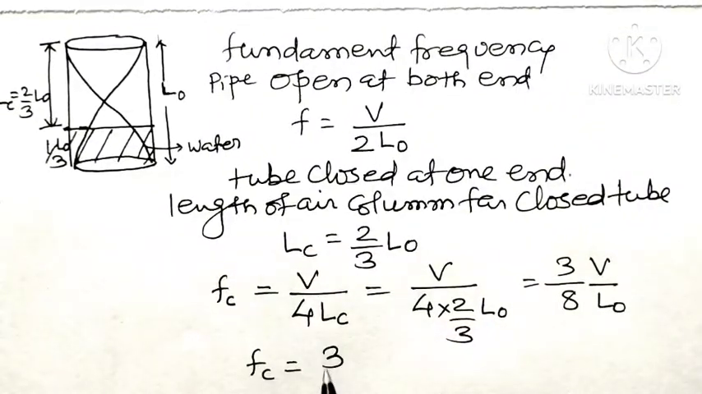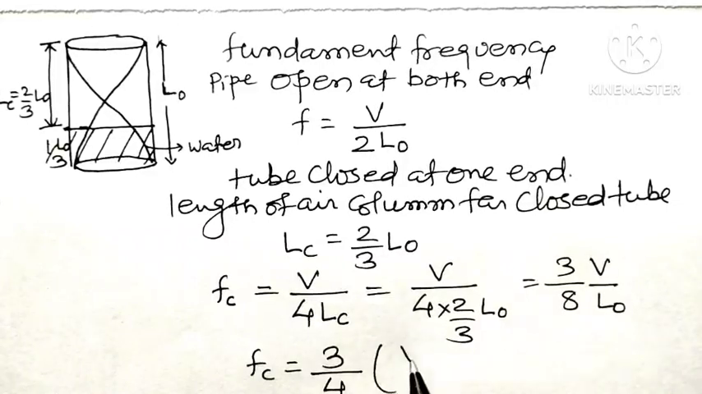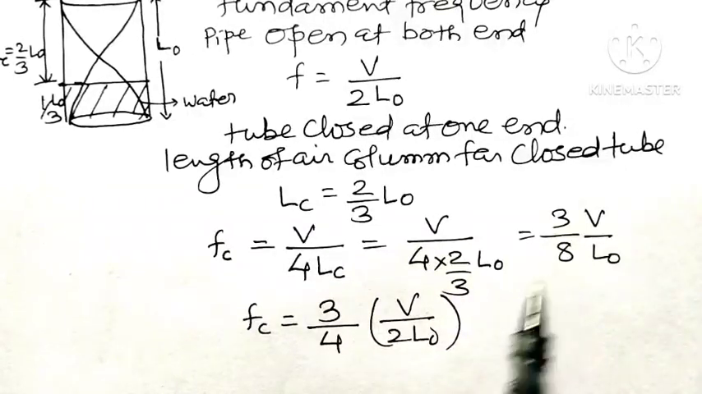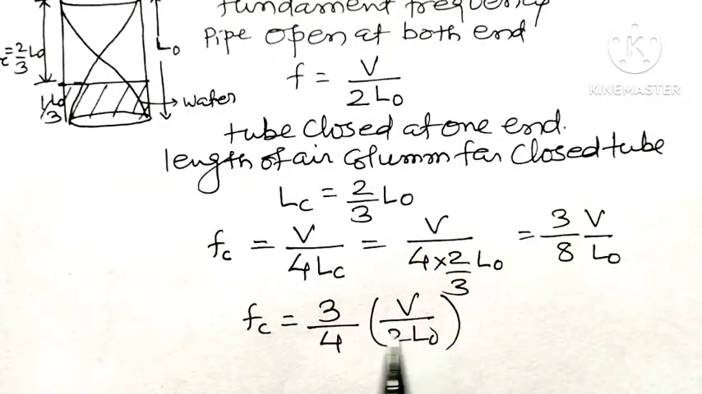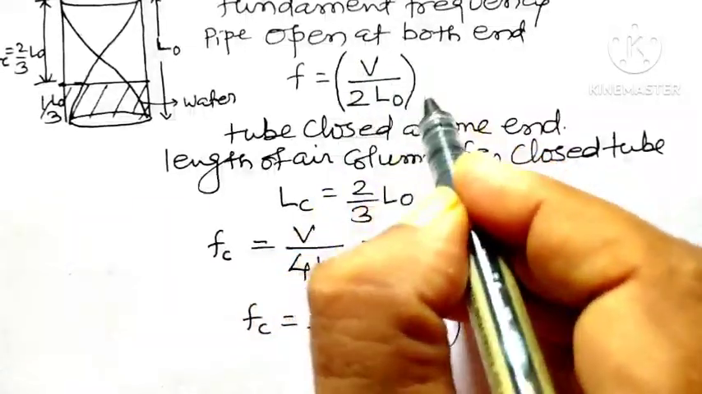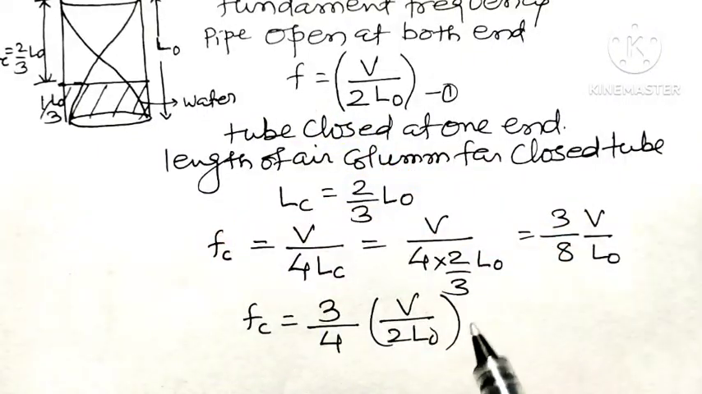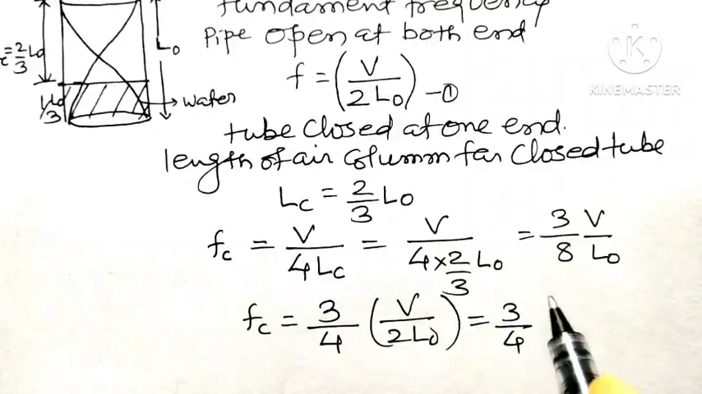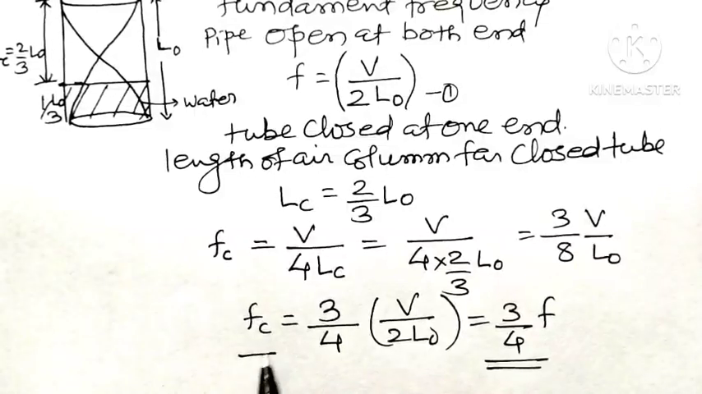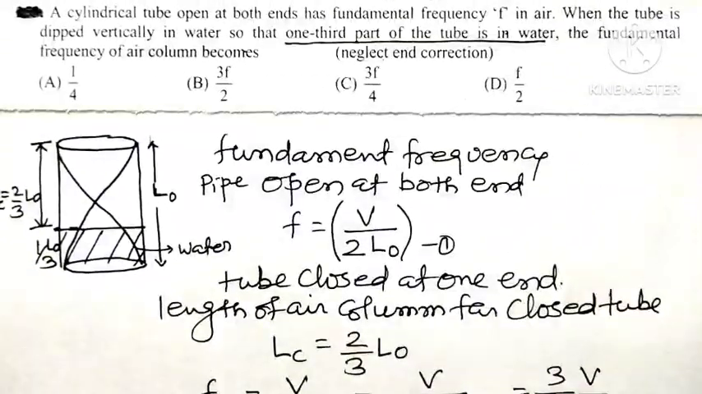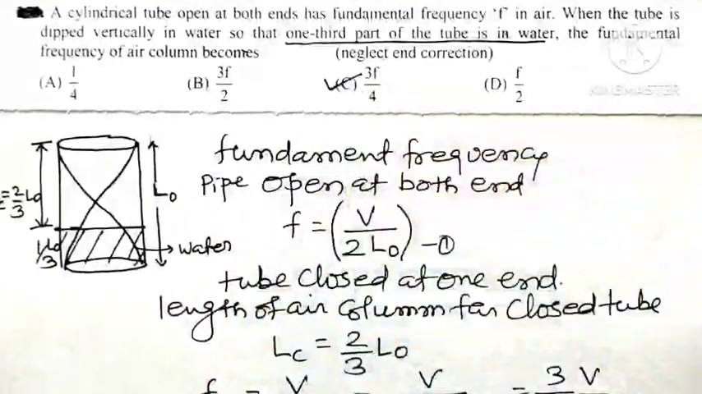Or you can write FC is equal to 3 divided by 4 into V divided by 2 times L0, because 4 into 2 is 8. But what is V divided by 2 times L0? It is the fundamental frequency of the pipe open at both ends. So FC is equal to 3/4 of the fundamental frequency of the pipe open at both ends. So the fundamental frequency of a closed pipe is 3/4 of the fundamental frequency of the pipe open at both ends. So out of 4 options, option C is the correct option for this question.